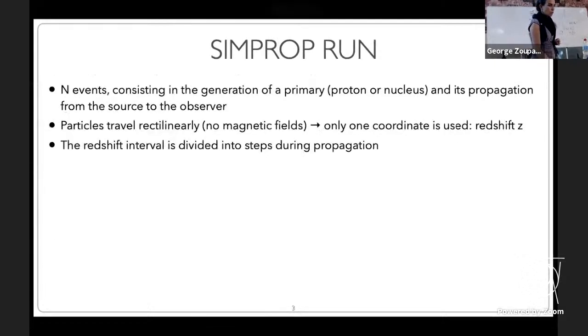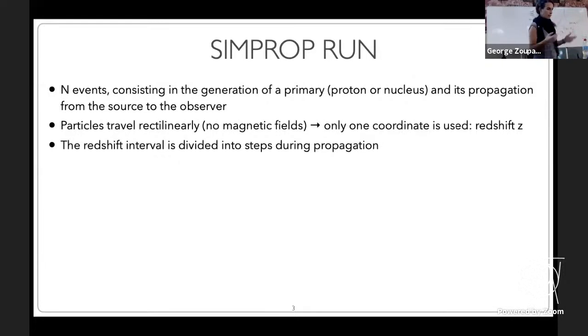It is a Monte Carlo code written in C++. Basically, it's not a very complicated task. You generate a primary and follow it from the source, at some redshift, to the Earth. Particles travel in a rectilinear way, so there's no magnetic field. If you want to include that, you have to use more complicated codes, or do it yourself: take SimProp and look at the effect of the magnetic field. You recalculate the propagation. Of course, it takes larger computation time to take the deflections into account.